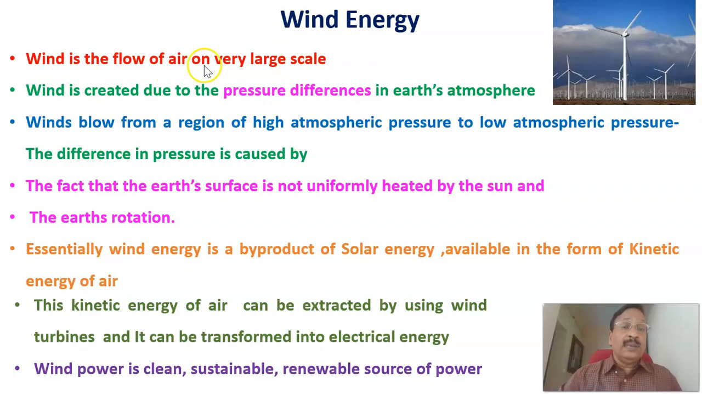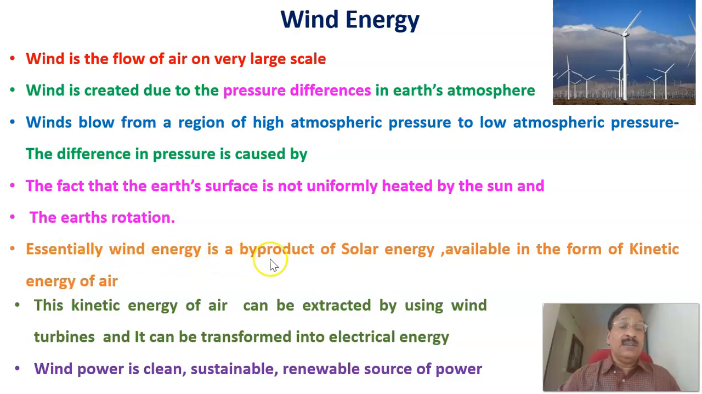Wind is the flow of air on a very large scale, and wind is created due to the pressure difference in Earth's atmosphere. Wind blows from a region of high atmospheric pressure to low atmospheric pressure, and the difference in pressure is because of two facts. One is that the earth's surface is not uniformly heated by the sun. The second reason is the earth's rotation. These are the two reasons why the pressure difference comes, and that causes airflow.